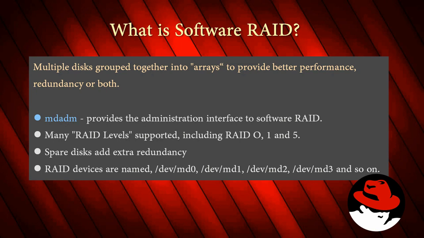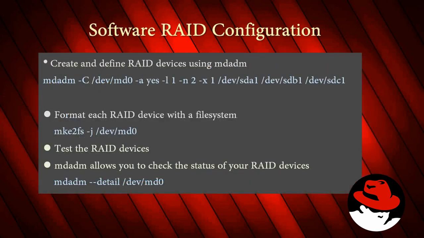Once an array is created, its device is inside the /dev directory. For example, it is used the same way as sda6, which may have been used in the examples. Spare disks add extra redundancy, and RAID devices are named md0, md1, md2, md3, and so on. Software RAID configuration is used to create and define RAID devices using the mdadm command.